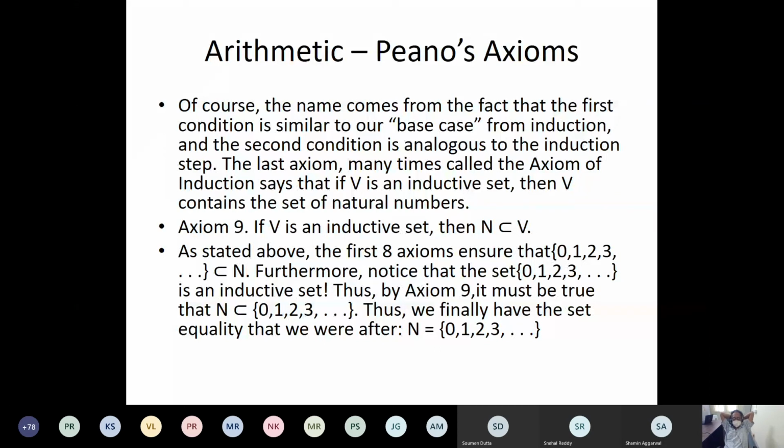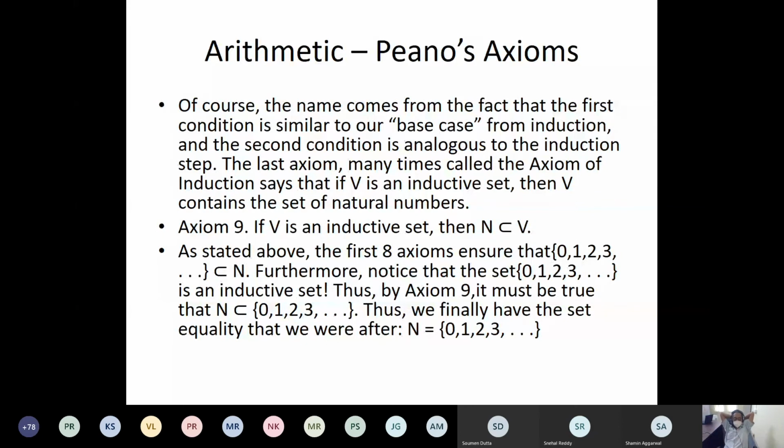The last axiom is many times called the axiom of induction, which says that if V is an inductive set, then V contains the set of natural numbers. That means V is a superset of n. If V is an inductive set, then n is a subset of V.